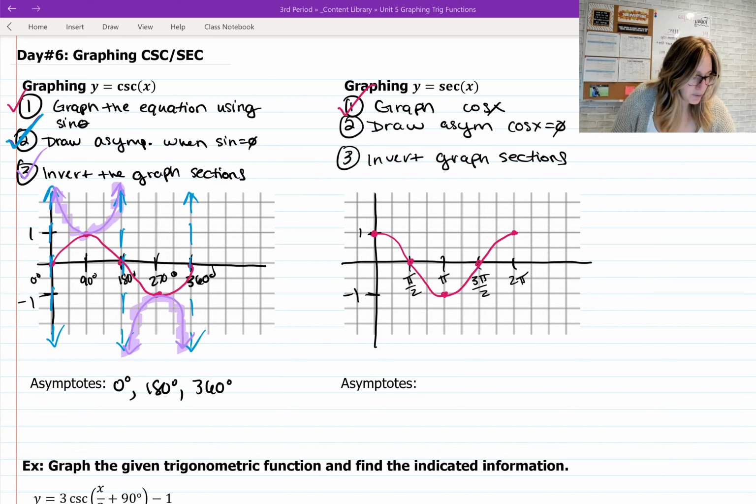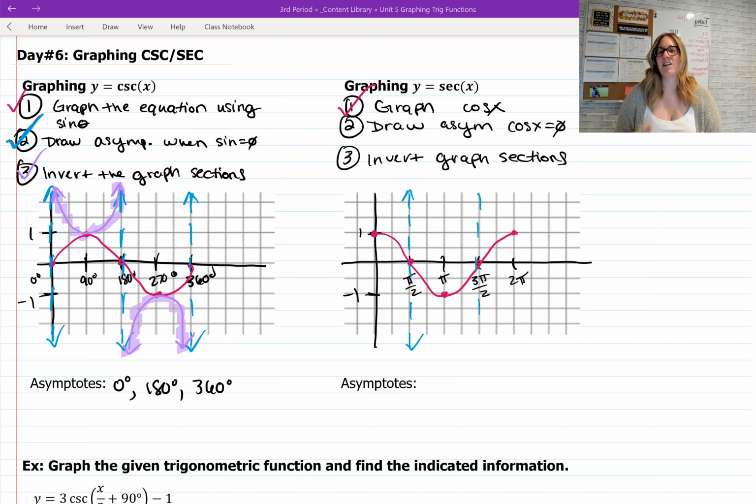All right. Step 2, draw asymptotes everywhere cosine equals 0. This is going to be different than it was for sine because sine and cosine have zeros at different places. This one is going to be at pi over 2. So we have one at pi over 2 and we have one at 3 pi over 2. All right, so check. We drew in our asymptotes. And step 3, invert the graph sections. Each section of our graph, we're just going to flip it upside down.